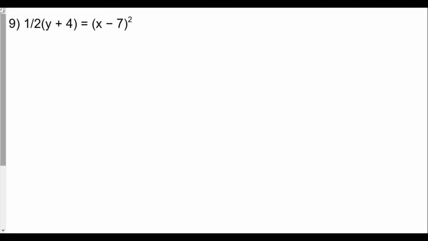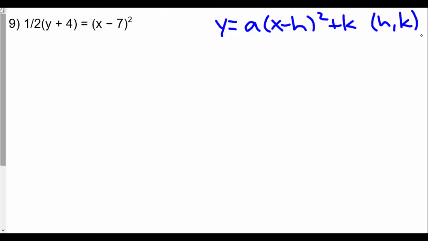Because really, the vertex form we said is in this form of y equals a times (x minus h) squared plus k, where (h, k) is the vertex. Well, in this situation, let's try to get rid of this 1/2. So we're going to multiply both sides by 2.